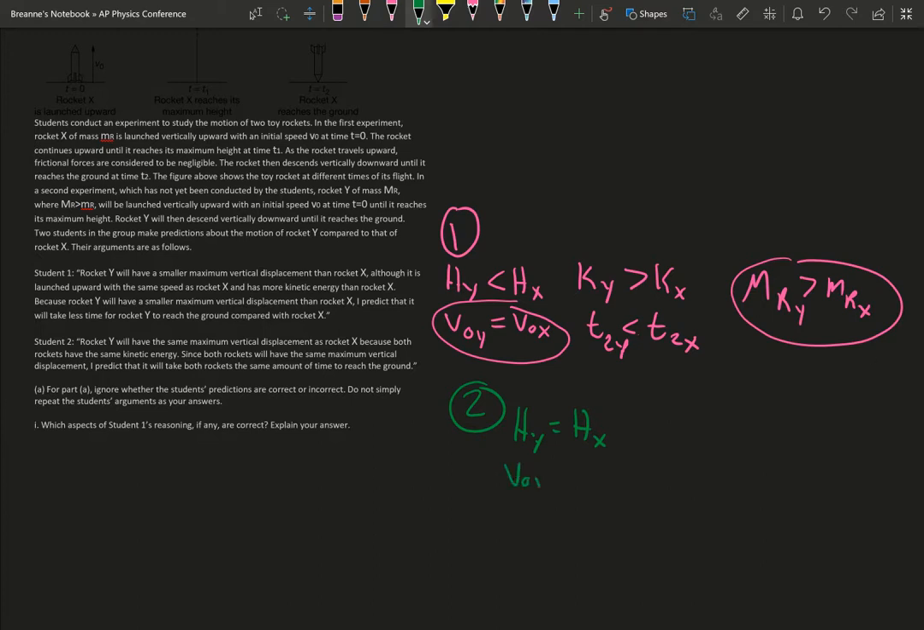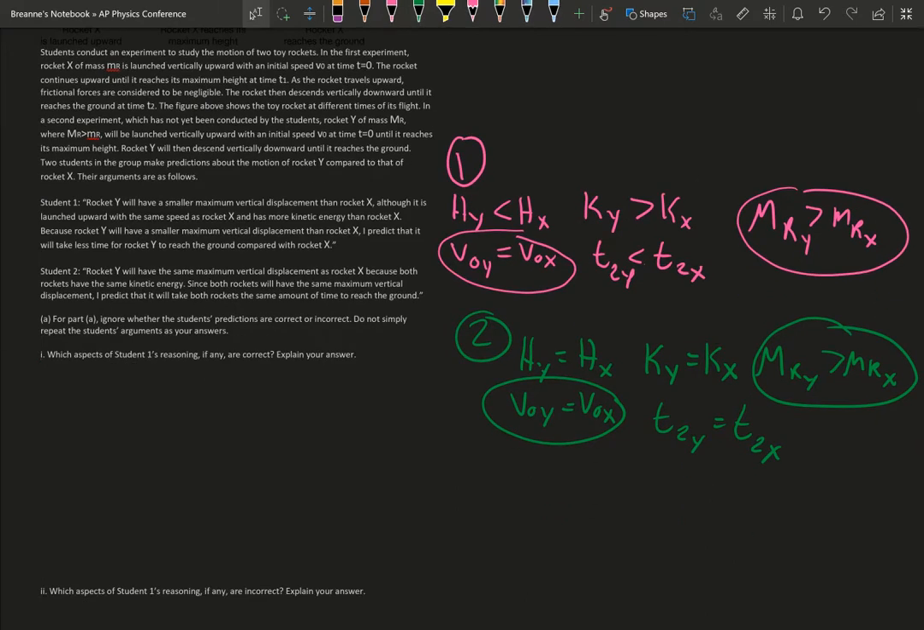Don't forget that the initial velocities are equal. And he's saying that the kinetic energies are going to be equal. Don't forget that we've already stated that the m's are like that. So remember, these are the two things we know. Since both rockets will have the same maximum height, I predict that it'll take the rockets the same amount of time. So unlike this dude over here that's like, there's going to be some discrepancies, this dude's like, everything's the same. Everything's the same. Okay, so that's what we have so far.